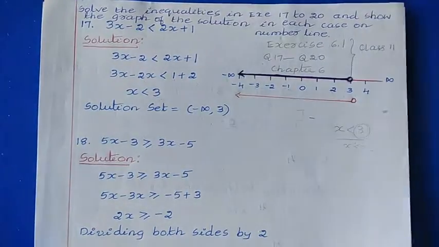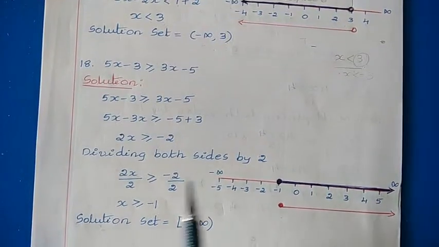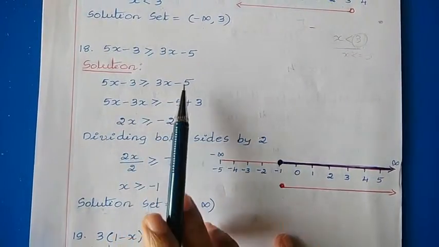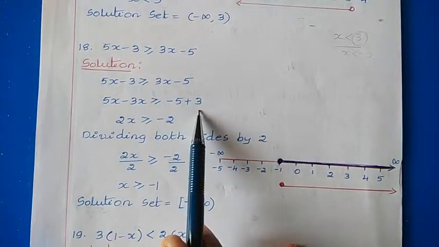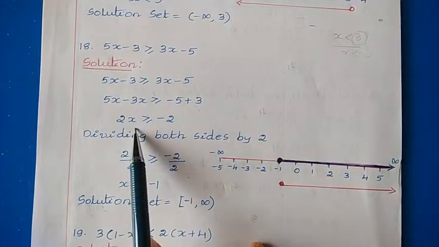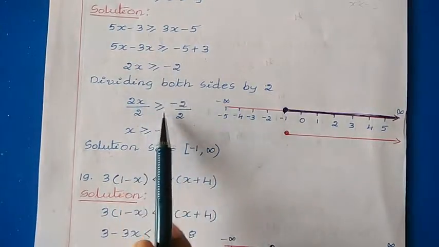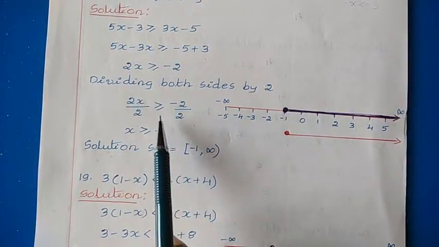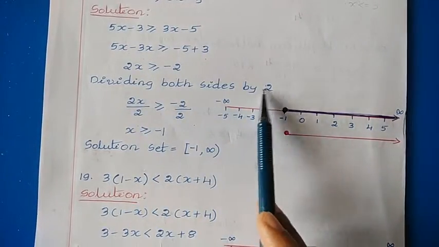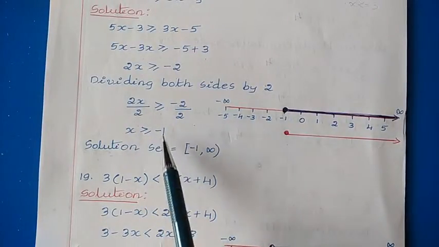Next, question number 18. 5x minus 3 is greater than or equal to 3x minus 5. Again, bring the x terms together: 5x minus 3x is greater than or equal to minus 5 plus 3, which is 2x is greater than or equal to minus 2. Now we need the x value, so divide both sides by 2. 2x divided by 2 is greater than or equal to minus 2 divided by 2. In this case, the sign of the inequality will not change because we are dividing by a positive number. Then the 2s get cancelled, and we get x is greater than or equal to minus 1.